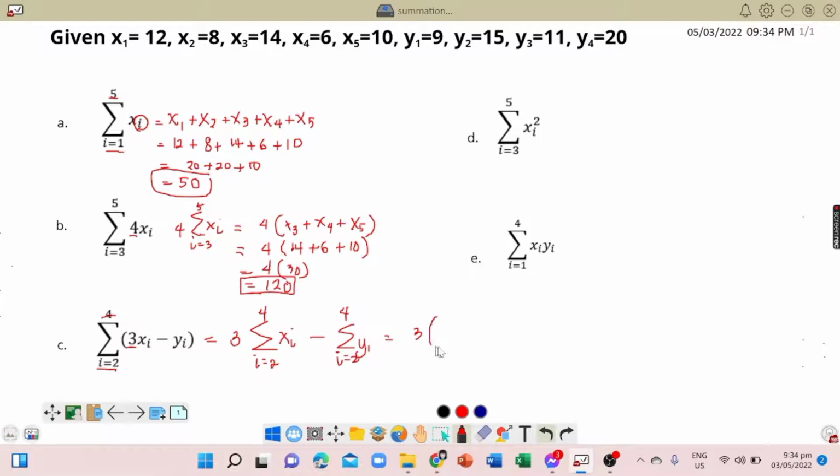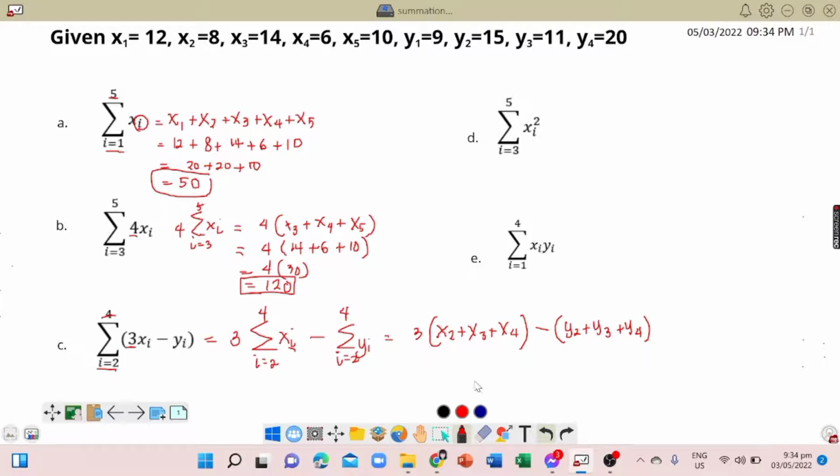So, 3 times x sub i, where the first value we substitute for i is 2. So, x sub 2 plus x sub 3 plus x sub 4. Only up to x sub 4 because the ending value is 4. Okay, minus y sub i, with starting value 2. So, y sub 2 plus y sub 3 plus y sub 4.